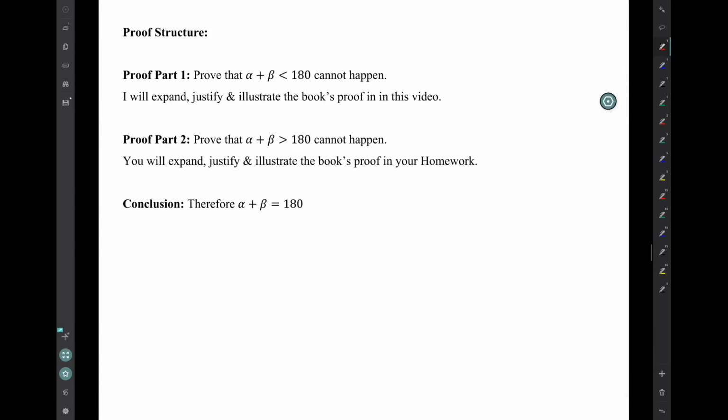Now the proof structure is this. Proof part 1, prove that alpha plus beta less than 180 cannot happen. Proof part 2, prove that alpha plus beta is greater than or equal to 180 cannot happen. And so therefore, alpha plus beta has to equal 180. Now, I will expand and justify and illustrate the book's proof of part 1 in this video. You will expand, justify, and illustrate the book's proof of part 2 in your homework.